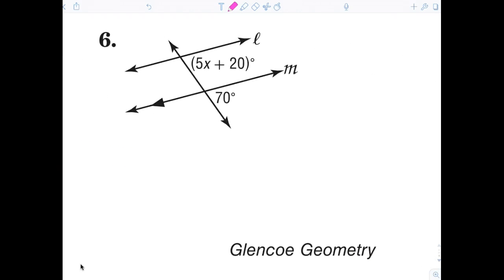Question number 6. Those are what? So those are corresponding. So in this case, x would be what? Now, should I divide by 5 first? No. To me, dividing by 5 is not as easy. Right? Exactly. All right, so x equals 10. Any questions or concerns? All right, let's move on.